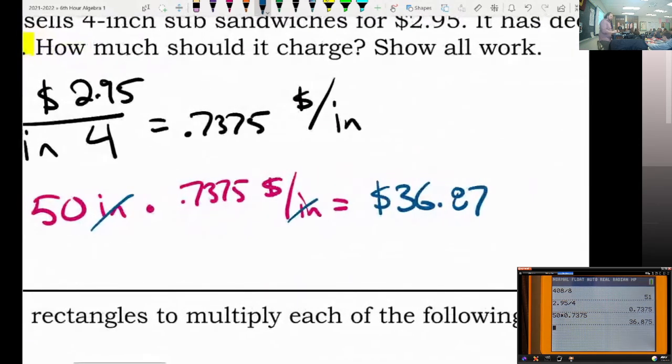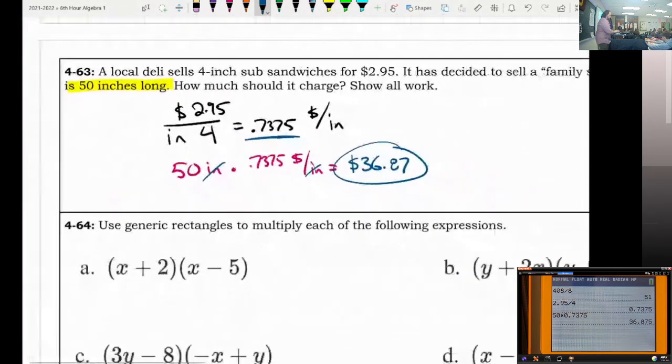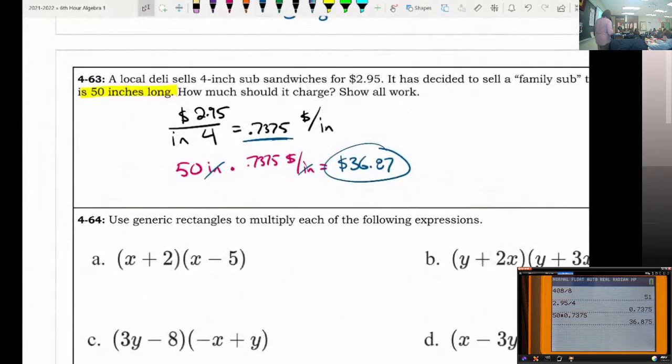But that's how many dollars you should charge based on the fact that it's this many dollars for every inch of sub. This is a relatively straightforward calculation, usually seen in a lot of middle school problems, but it kind of comes back. It's really important too.